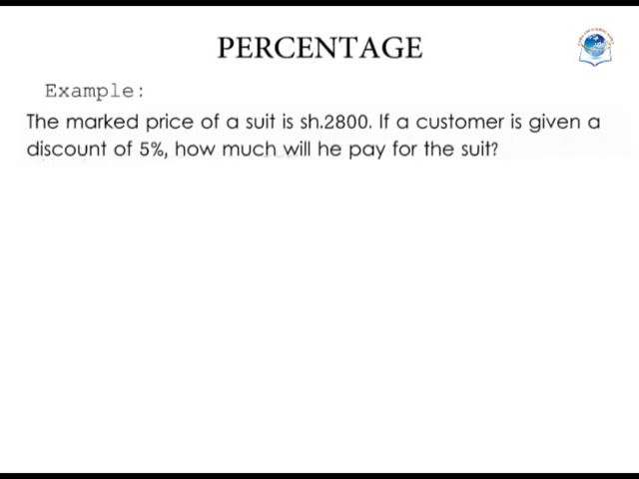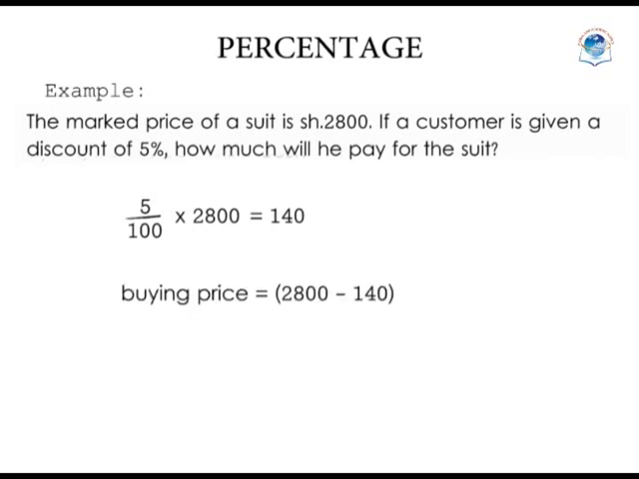Another example. The marked price of a suit is 2,800. If a customer is given a discount of 5%, how much will he pay for the suit? Again, we have two ways of working this out. The first method, we find what is 5% of 2,800 and then subtract it from the marked price. So 5 over 100 of 2,800 is 140 shillings. That's the discount. To get the buying price, we subtract 2,800 minus 140, and that gives us 2,660.